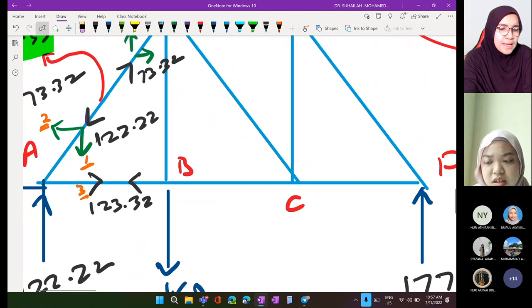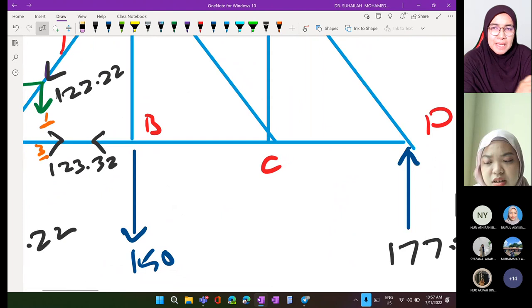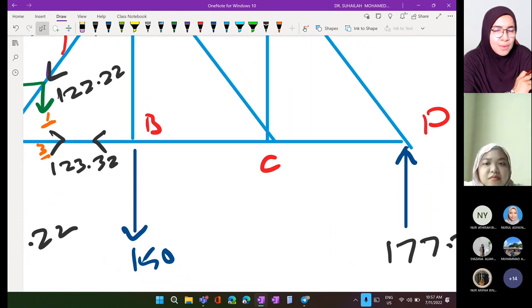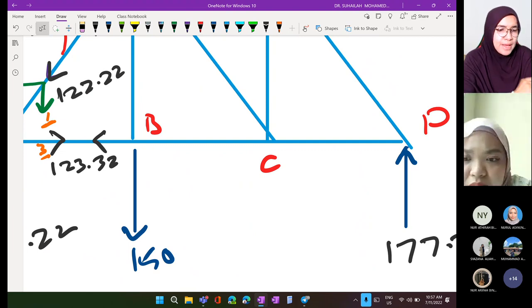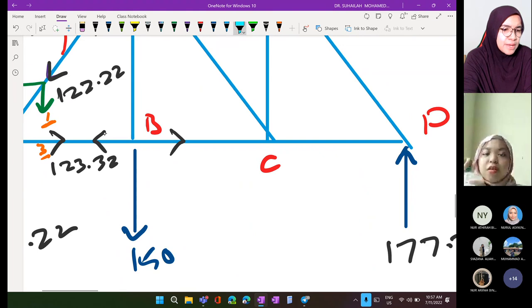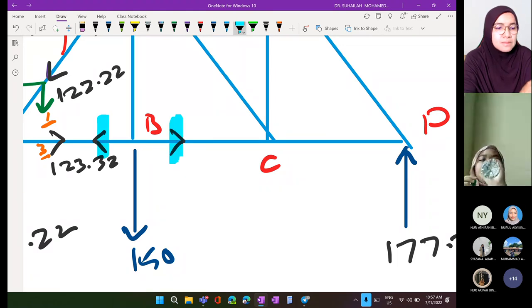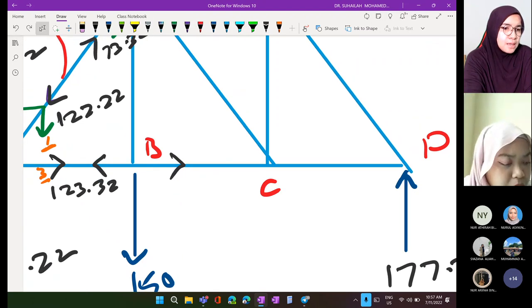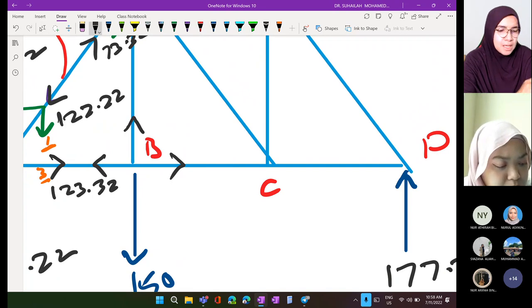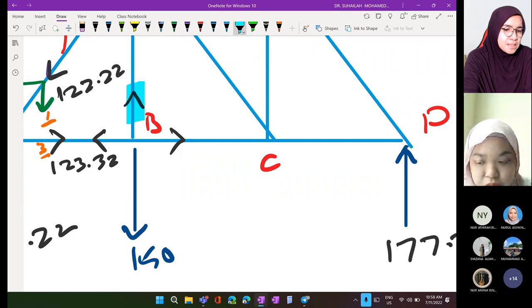Okay, now we are at joint B. Joint B sama juga, we have to maintain total FX 0, total FY 0. And for B now, we have one unknown in X, one unknown in Y. So, this one, straightforward lah. Okay, so we have to balance this one. Okay, kita compare this two eh, ni dengan ni eh. Okay, balance. Okay, balance. And 150. And this also 150. Balance.